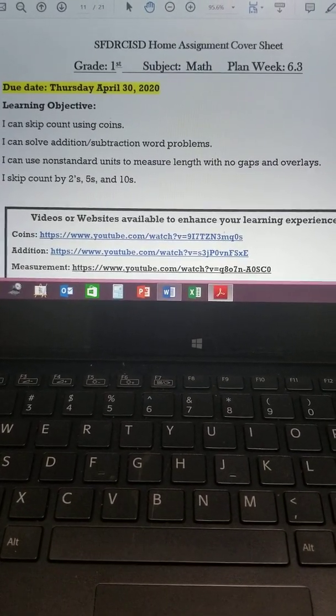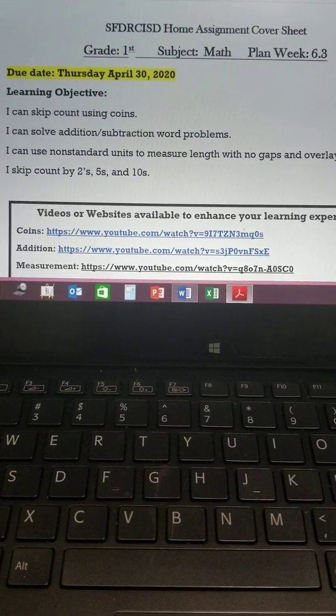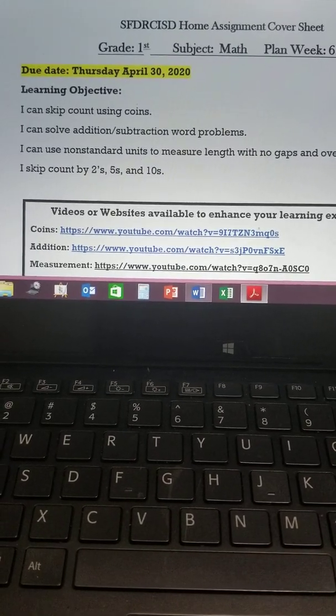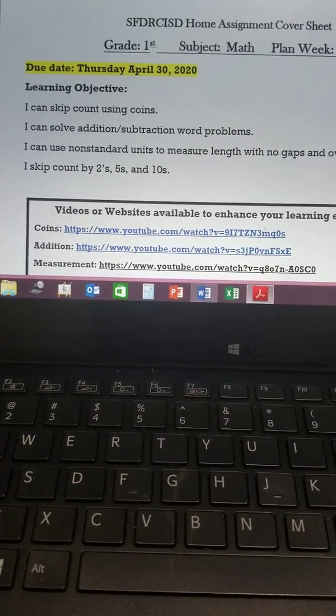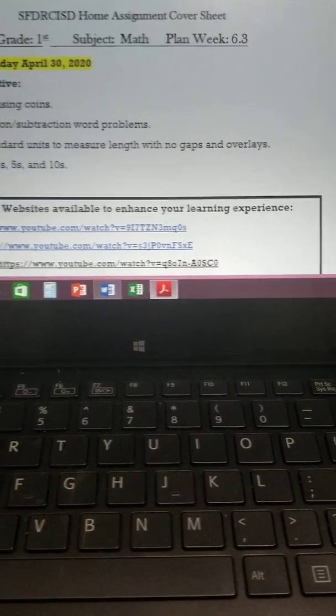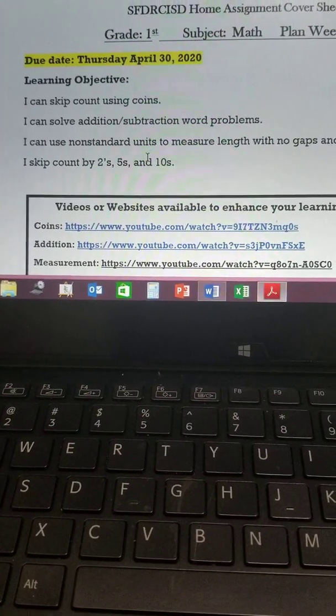So this week for math, our learning objectives are: I can skip count using coins. I can solve addition and subtraction word problems. I can use non-standard units to measure length with no gaps and overlays. And I can count by 2s, 5s, and 10s.